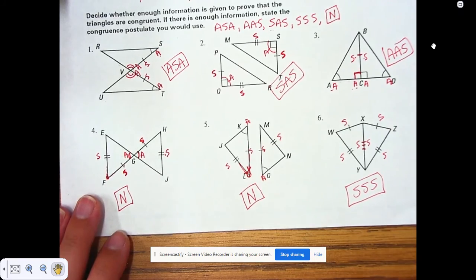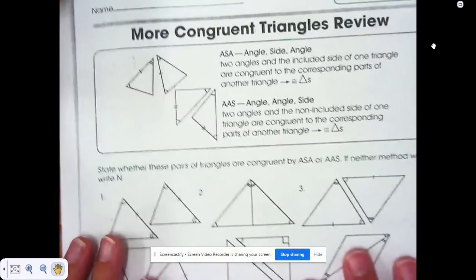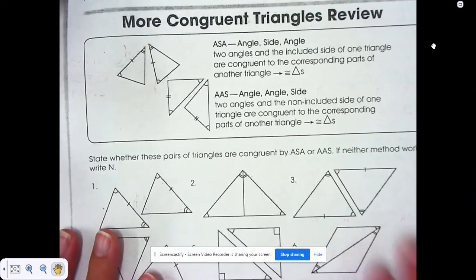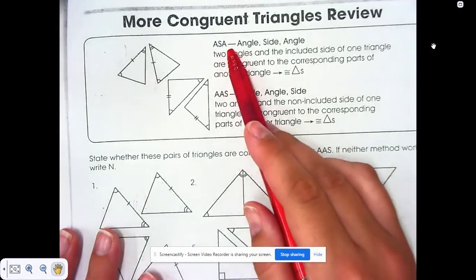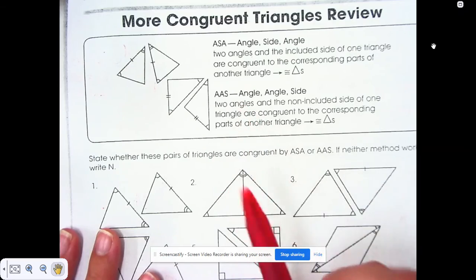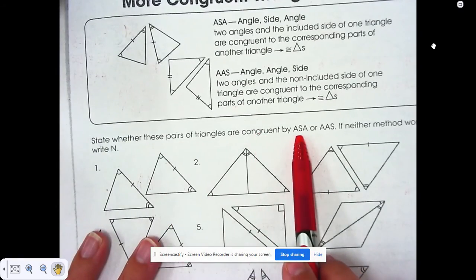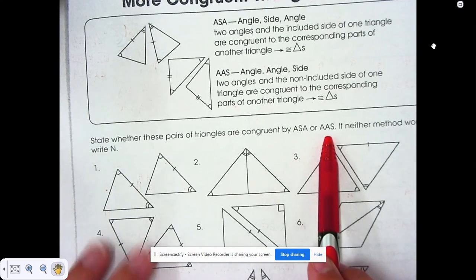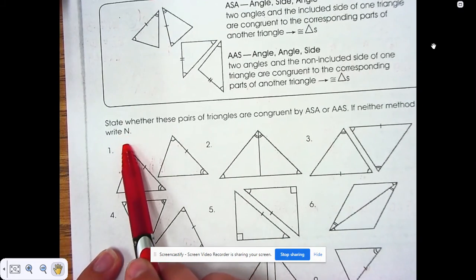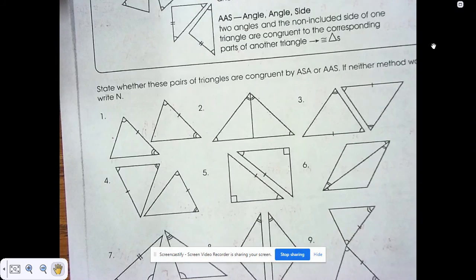Okay. If you'll flip your paper over, on the back, you have a practice that only focuses on angle, side, angle, and angle, angle, side. Okay, so none of the others are an option right now. It is angle, side, angle, angle, angle, side, or if neither method works, write an N. So if you will go through these, we will check them later.